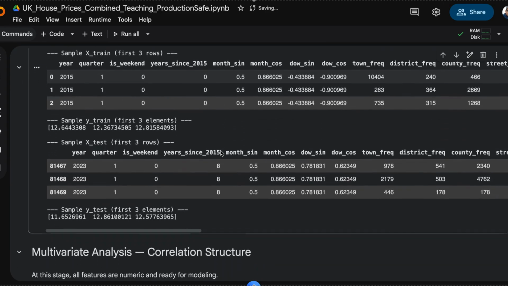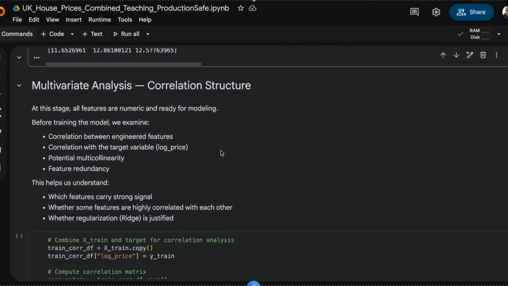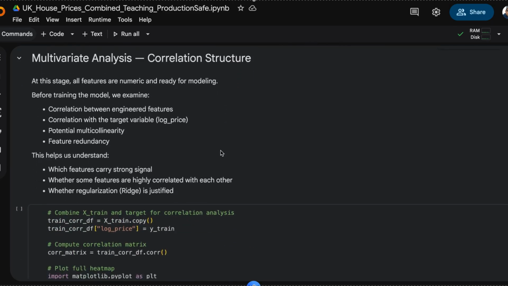Before we train the model, we take one final analytical step: multivariate analysis. Up until now, we've examined variables mostly in isolation. Now we examine how they relate to each other.